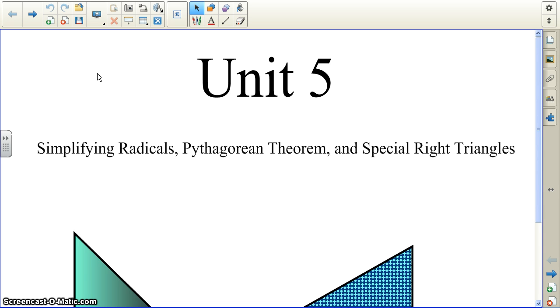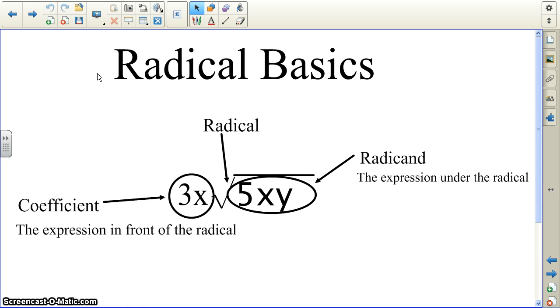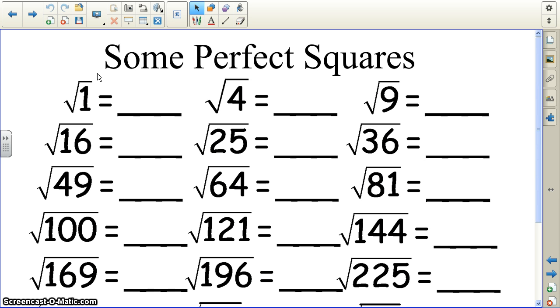Okay, all right, now, a couple things about radicals that we need to know. I'm not going to spend a ton of time on this. You can always pause it and take the rest of the stuff down. But different radical basics, we've got to know the terminology. The coefficient is going to be the expression that's in front of the radical. The radical is the actual square root symbol. The number that's underneath the radical is called the radicand. Make sure that you know those terms because I'm going to use them throughout the year.